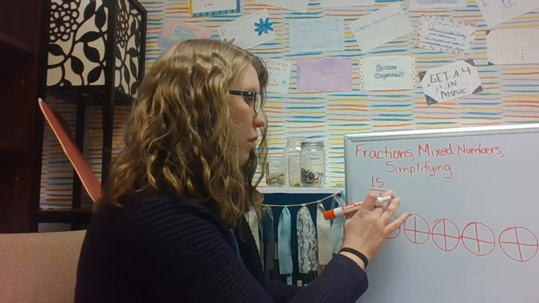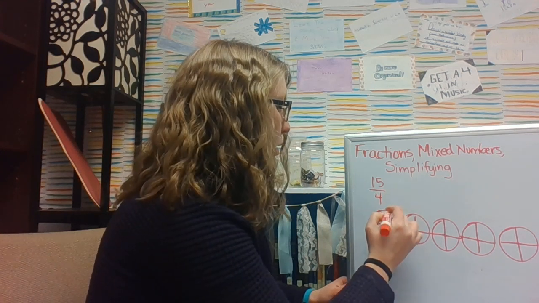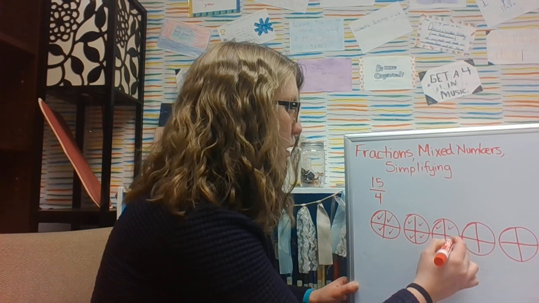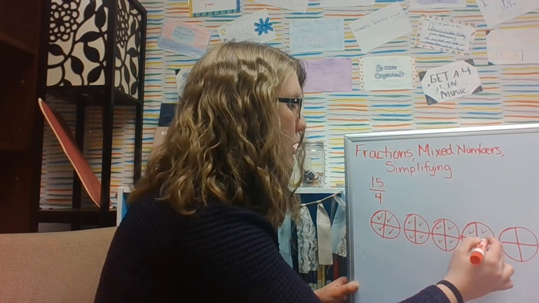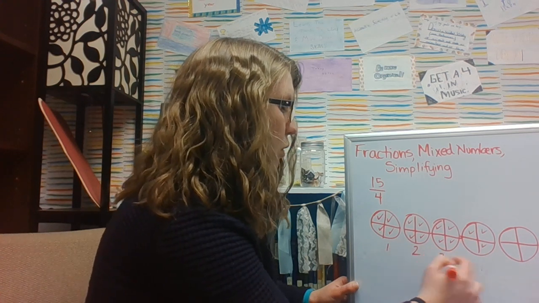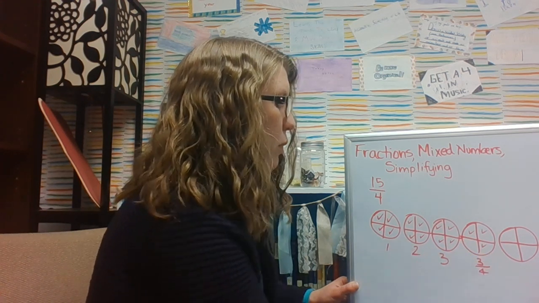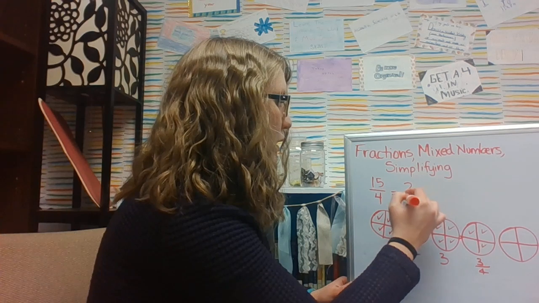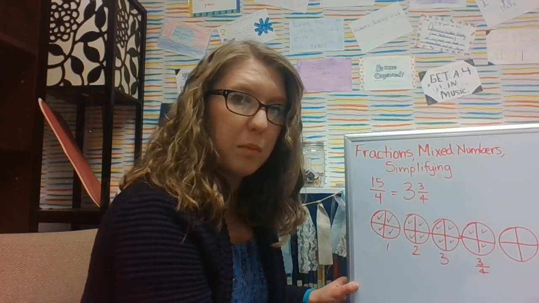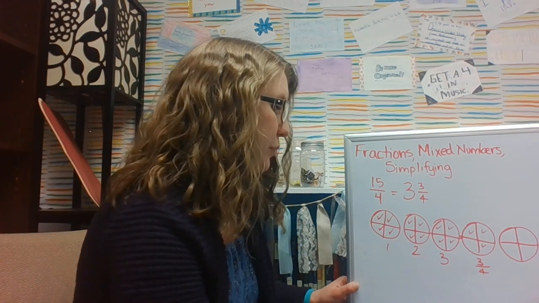Now I'm going to count up my 15. 1, 2, 3, 4, 5, 6, 7, 8, 9, 10, 11, 12, 13, 14, 15. There I go. So I have 1, 2, 3 holes and 3/4 left over. So my answer is 3 3/4 to convert from that improper fraction to a mixed number.